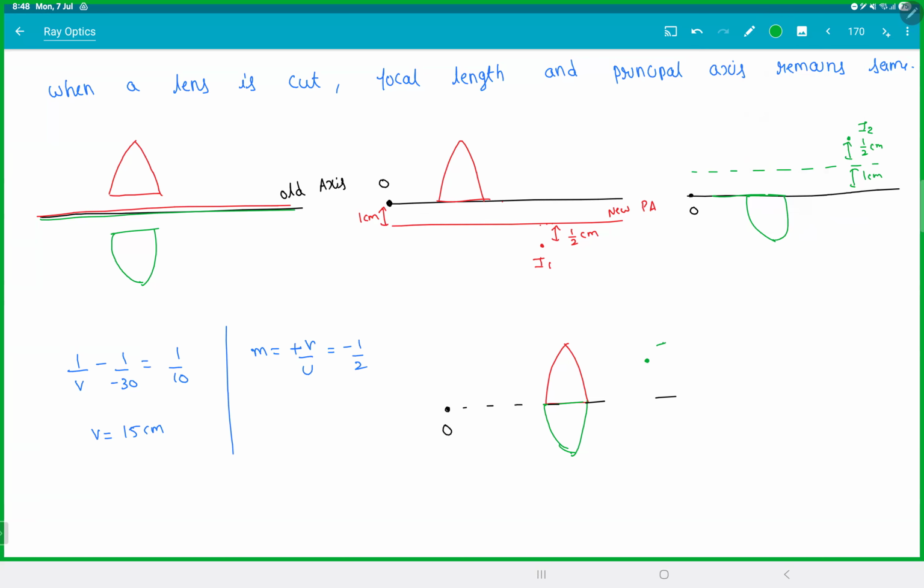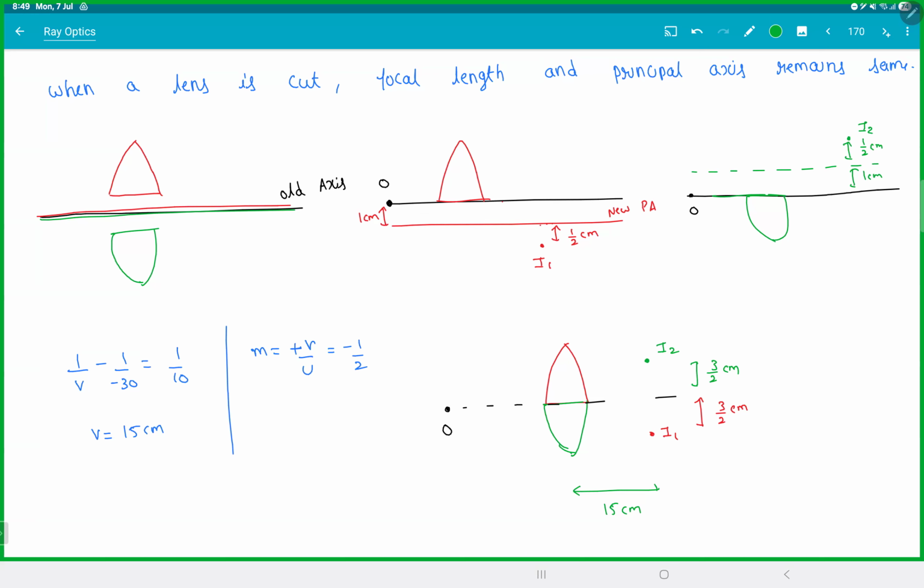The green image will be here, the red image will be here, and the distance between them is 3 by 2 centimeters and 3 by 2 centimeters. So we get two images at a distance of 15 centimeters, separated by a gap of 3 centimeters. Clear, everyone? The most common mistake: half you will get right, but half is measured from the new principal axis. And you shifted 1 centimeter below, so the old principal axis is already 1 centimeter above. So the total becomes 3 by 2.